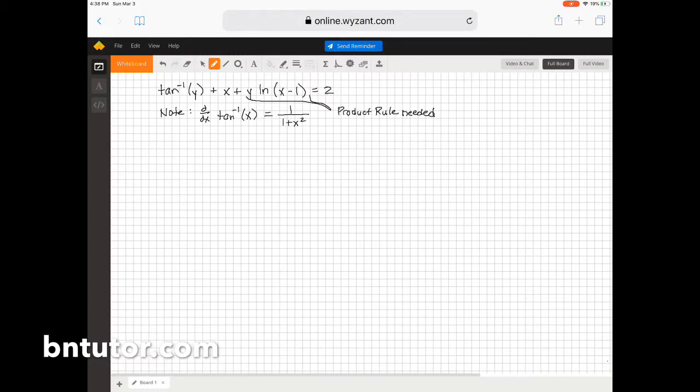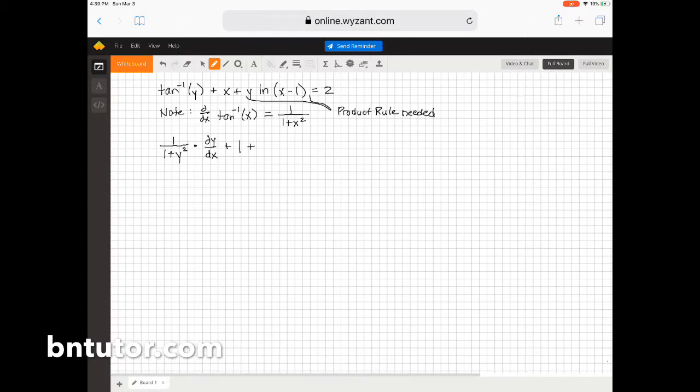Taking the derivative of the first term gives us 1 over 1 plus y squared. And then we need to continue with the chain rule, thinking of y as being a standalone function. And it's dy dx. The derivative of x with respect to x is just 1.